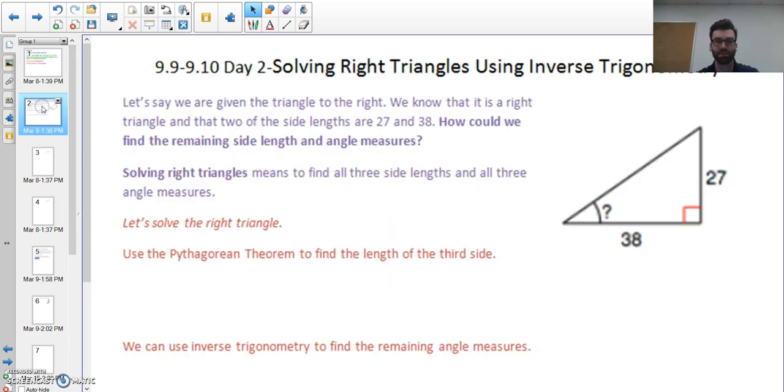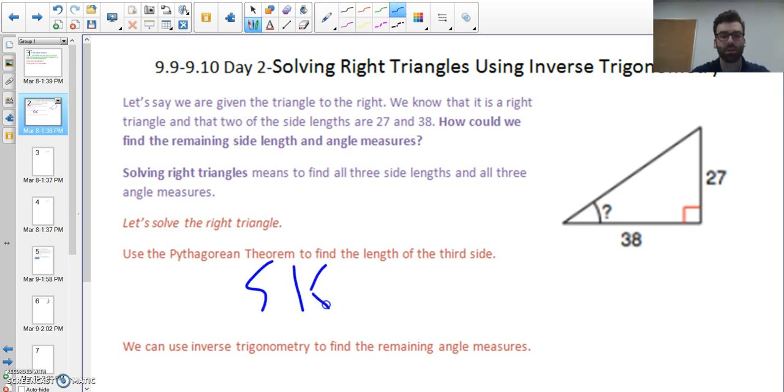You're going to go to day 2, all right? And then we're going to flip to day 3 after this. So we're going to do a couple day 2s, and we're going to flip to day 3, okay? Ready? Today we're going to solve for a missing angle. Here this missing angle has a question mark. We're going to skip this portion, the Pythagorean theorem. You guys know how to do that. We're going to use inverse trig to solve for a missing angle.